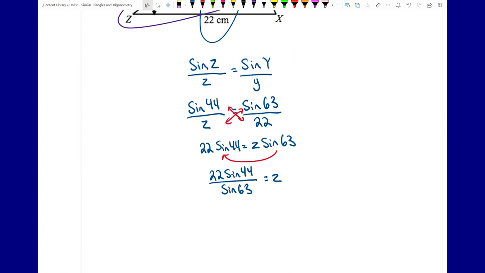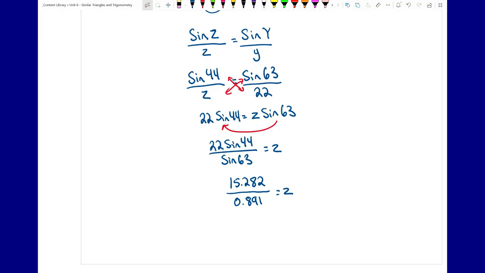Now everything on the one side is just a calculation. So 22 sine 44 works out to 15.282 divided by sine 63, which is 0.891, rounded a bit. And if you do it this way, where you simplify it first before you divide, keep some decimal places. Don't round too early.